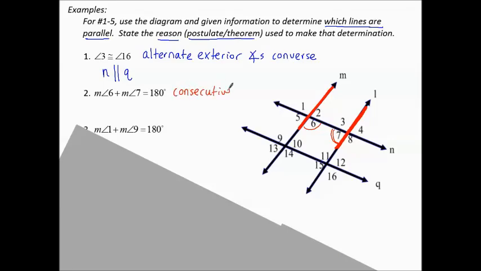Consecutive or same side interior. And what do we remember about consecutive interior angles? If the lines are parallel, these angles are supposed to be supplementary, and that's what this tells us. Therefore, line M and L are parallel. M is parallel to L. The reason? Consecutive interior angles converse.